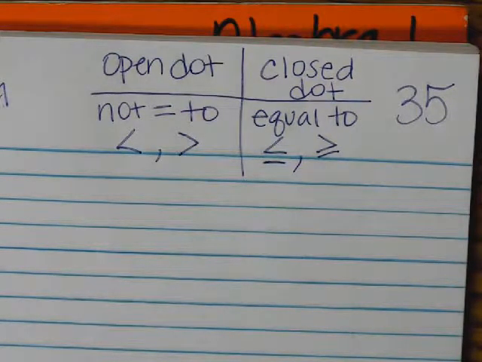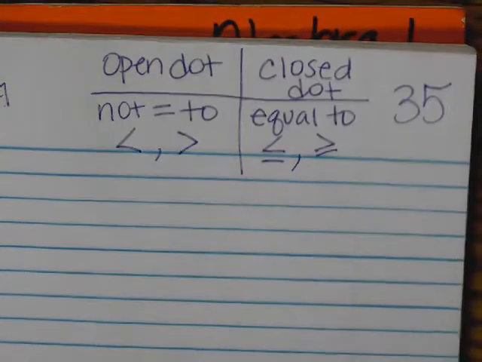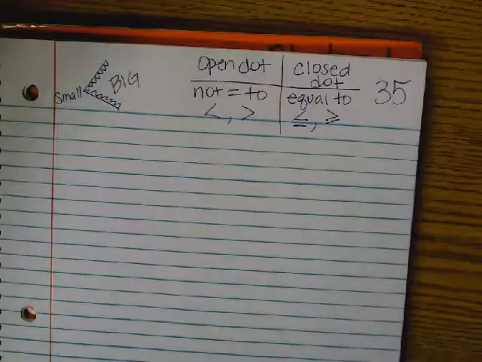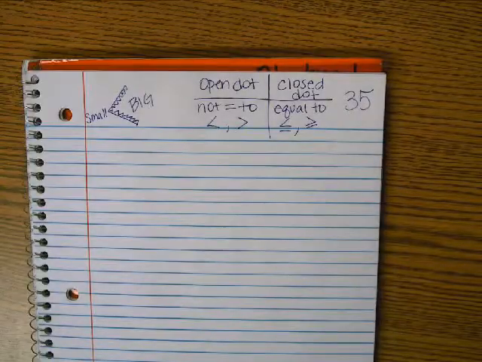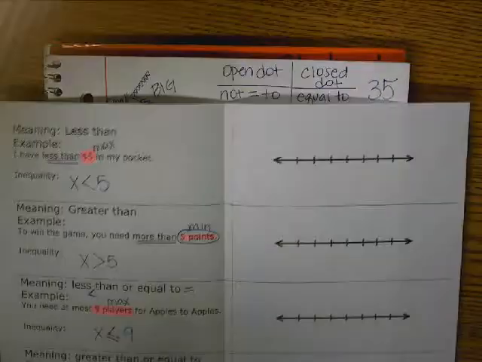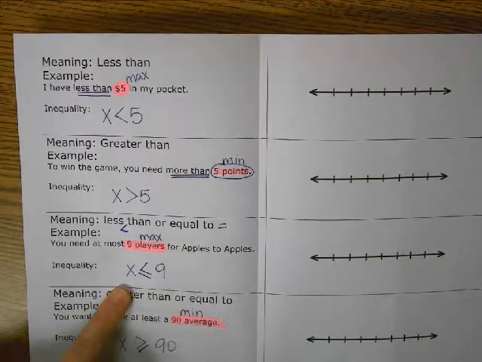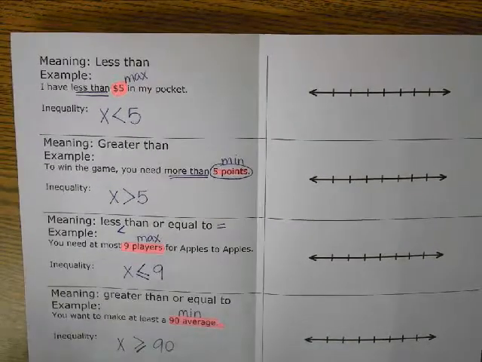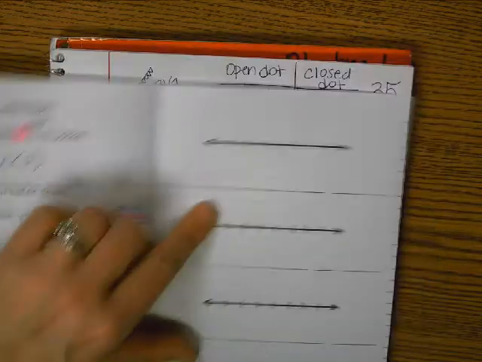So real quick, we're going to graph those 4 examples that we just talked about. If you need to pause this to write this down, go ahead and pause it real quick, and then push play when you're done. And let's go ahead and graph those 4 examples. So here are those 4 examples. X is less than 5, X is greater than 5, X is less than or equal to 9, and X is greater than or equal to 90. We're going to graph all 4 of those over here.